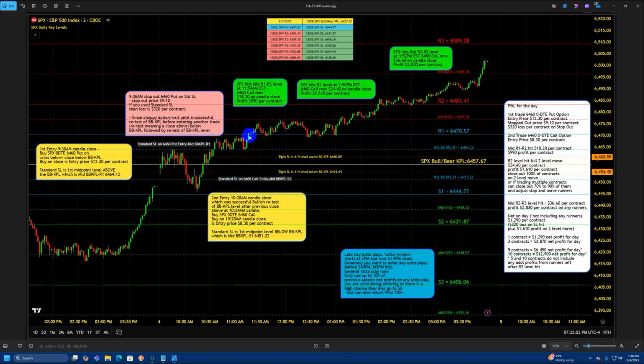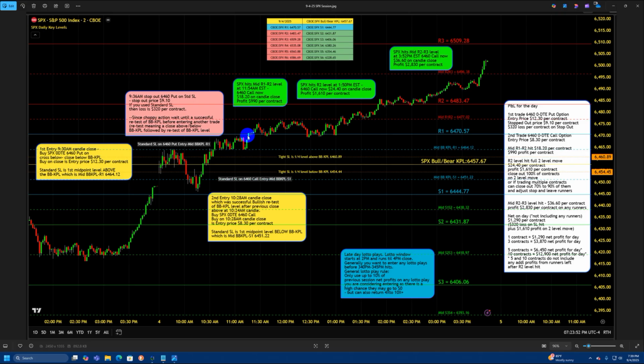As you can see here, it hits the R1 level. When it's gone up one level, that is a point at which you can then make an adjustment to your stop loss. At that point, if you'd like to adjust the stop loss to the BBKPL, or just simply adjusting your stop loss to the amount that you paid so that your stop loss is break even. So again, when it moves up one full level, that's when you make an adjustment to your stop loss, if you would like to do that.